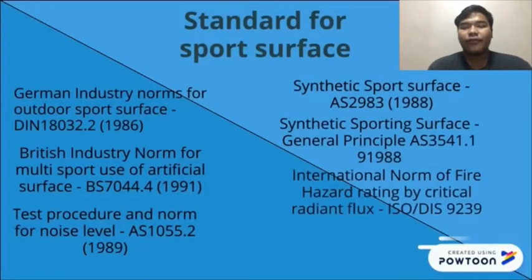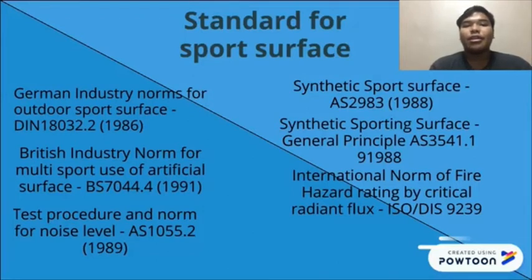A standard for sport surface is a code to assess durability and safety. For example, German industry norms for outdoor sport surface. The code is DIN 18032.2, established 1986. Second, British industry norms for multi-sport use of artificial surface. The code is BS 7044.4, established 1991. Next is test procedure and norms for noise level.